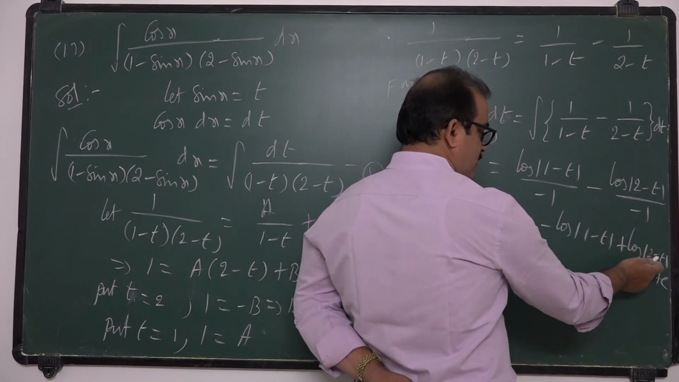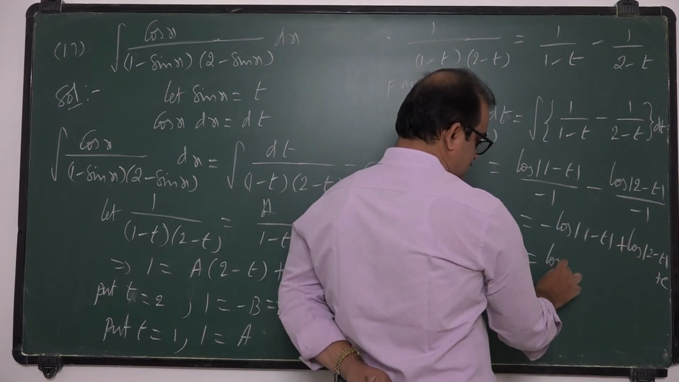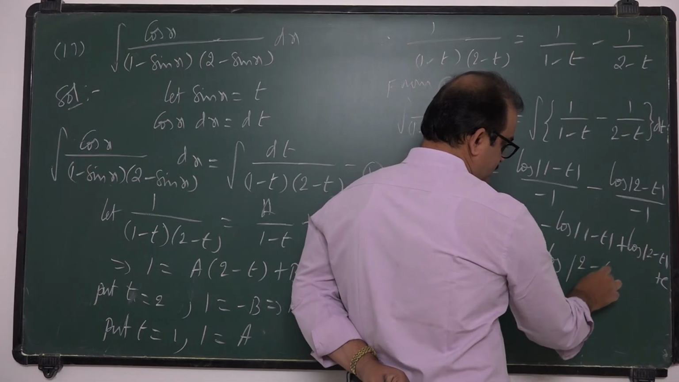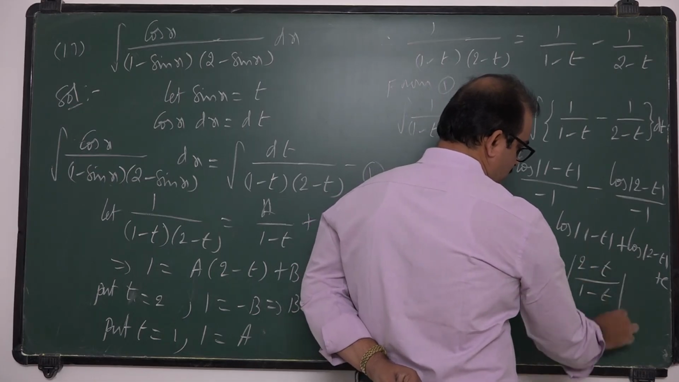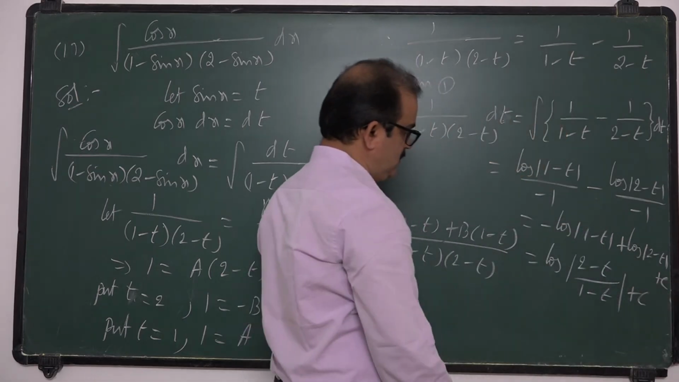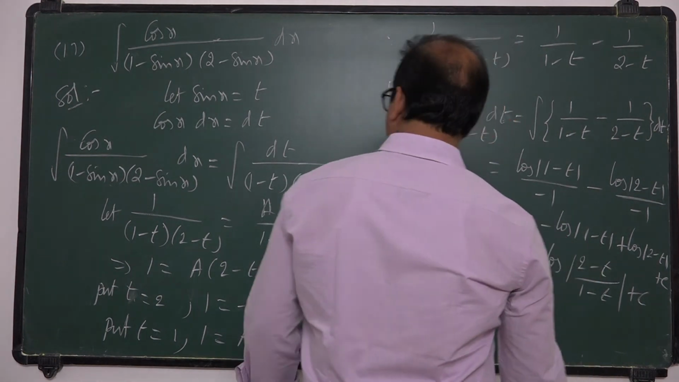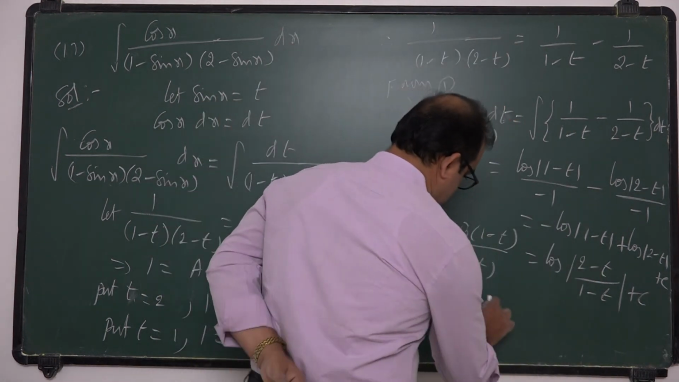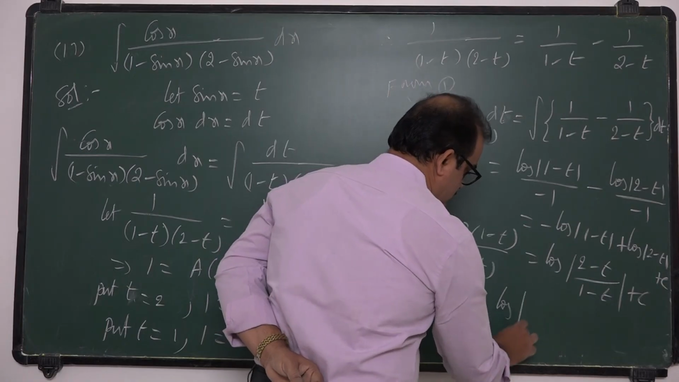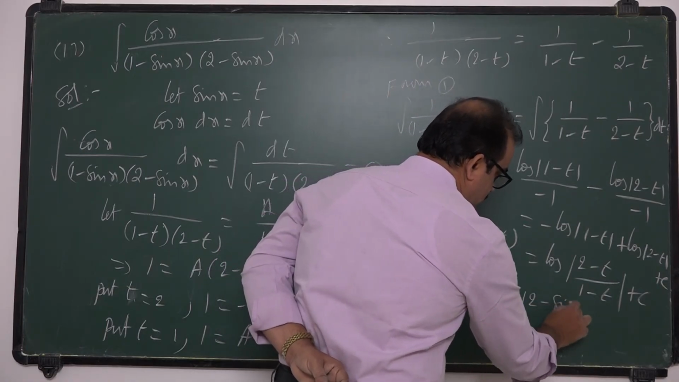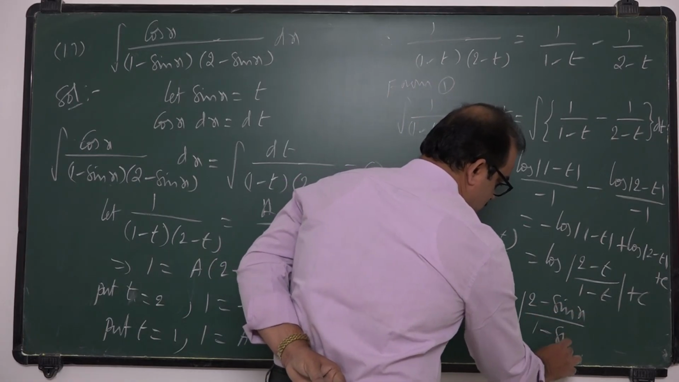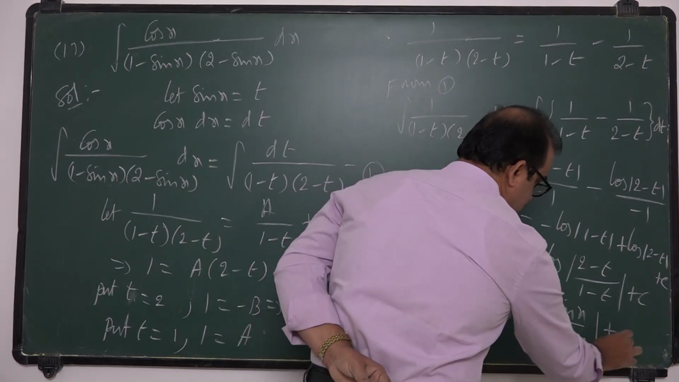It is in the form of log m minus log n, that is log of m by n, 2 minus t by 1 minus t plus c. But what is t? t is sin x. So it is log of 2 minus sin x by 1 minus sin x plus c.